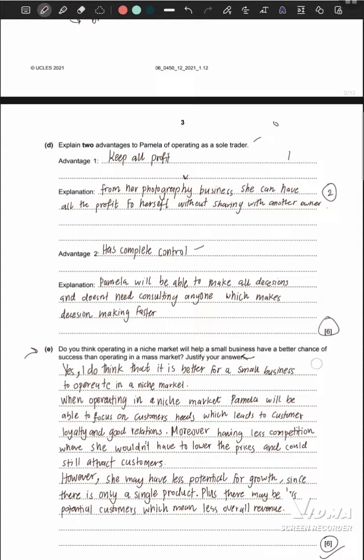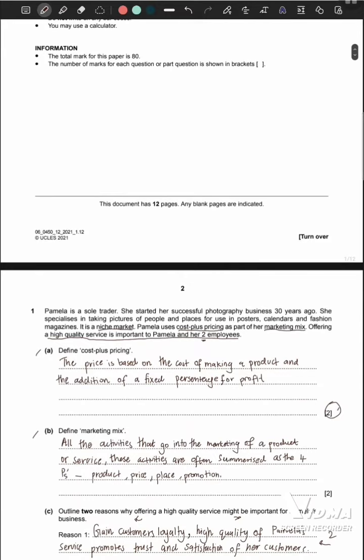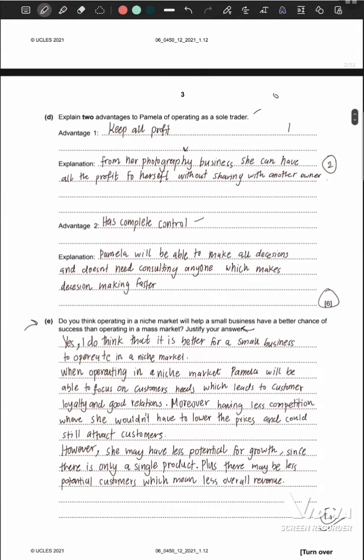So yes, I do think that it's better for a small business to operate in a niche market. When operating in a niche market, Pamela will be able to focus on customers' needs, which leads to customer loyalty and good relations. So what is Pamela's niche in this business? Basically, she specializes in photography, but not general photography, just pictures of people, places, or posters and stuff like that. So she has a segment of photography, which is a niche market.